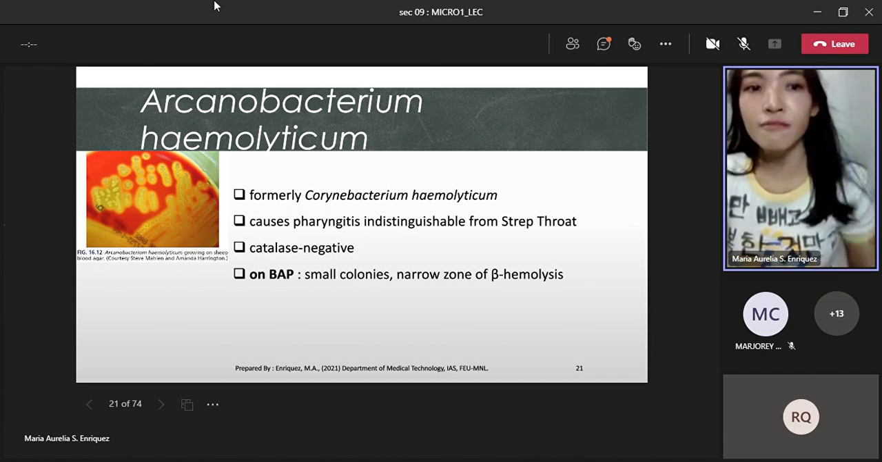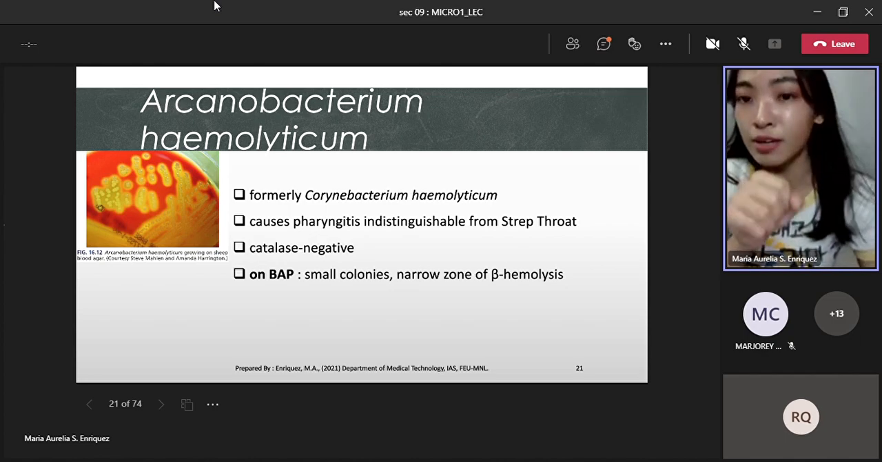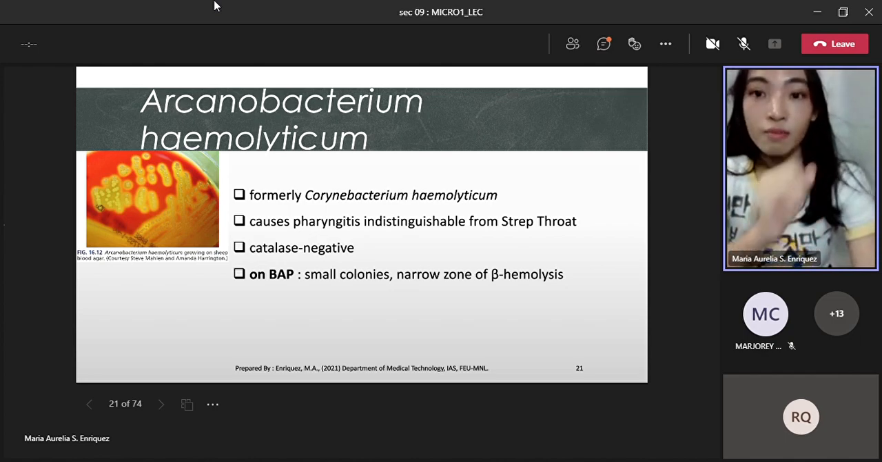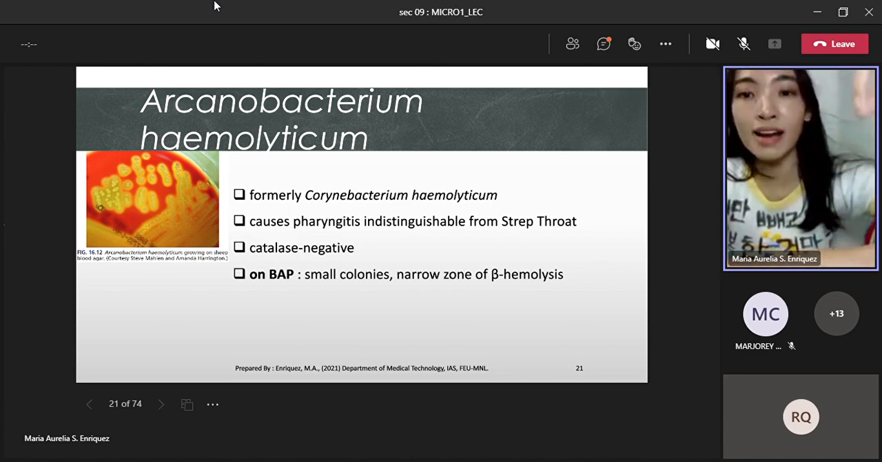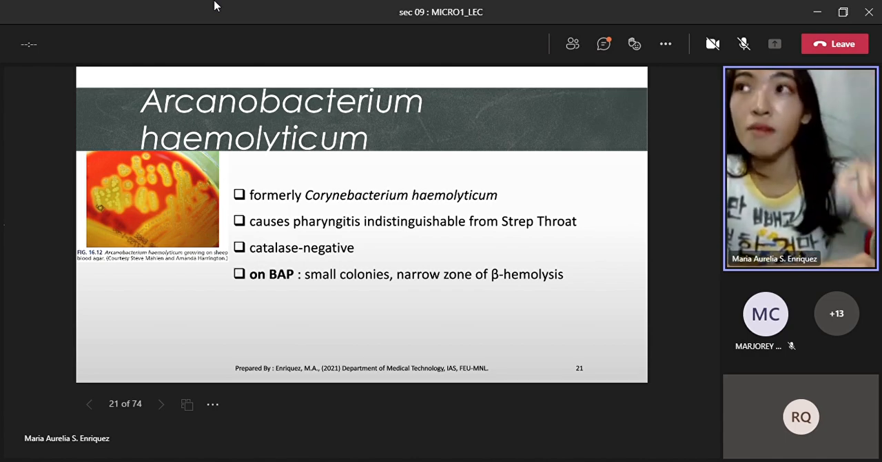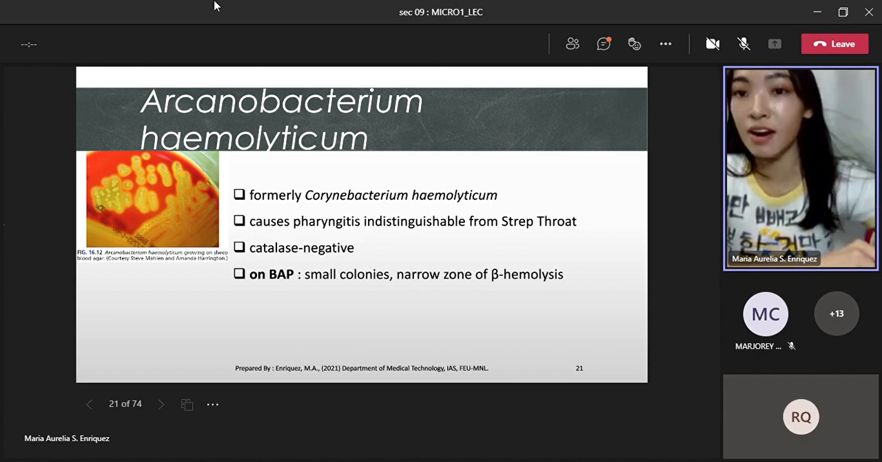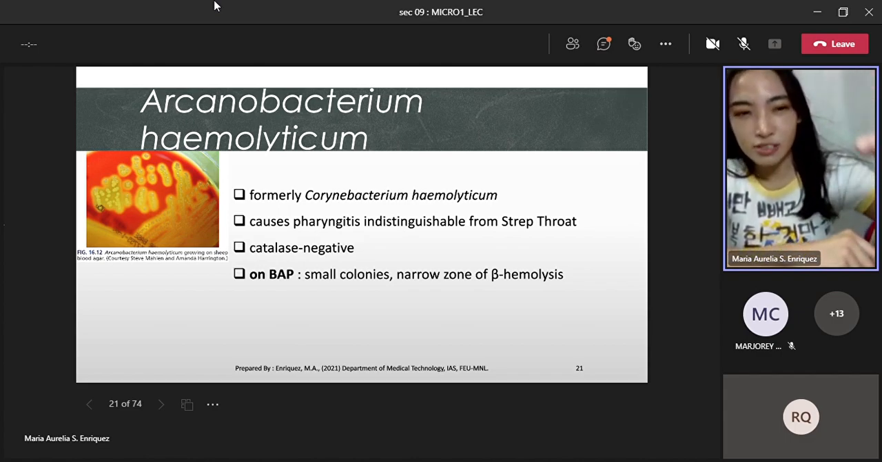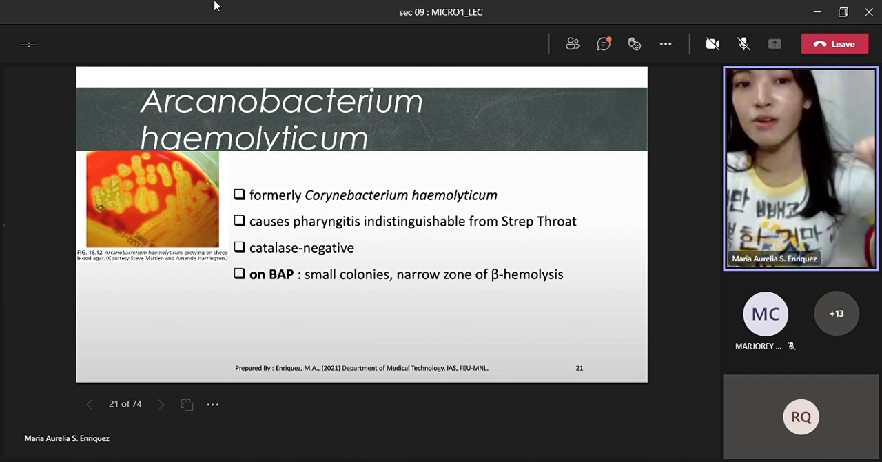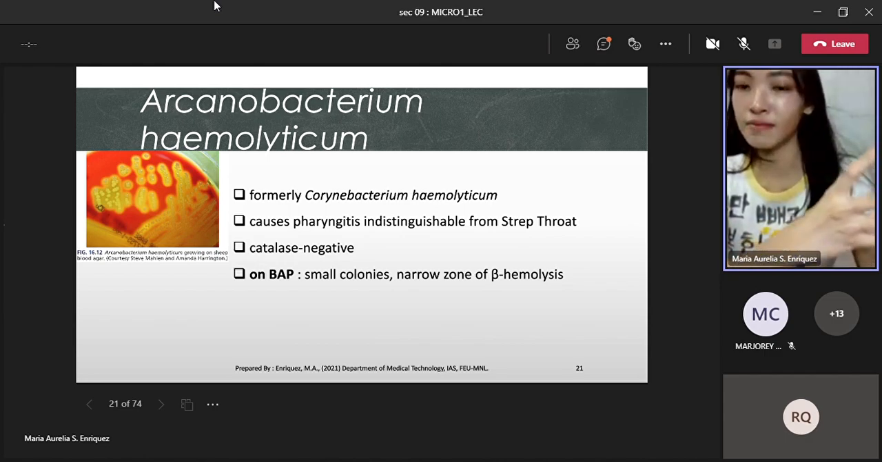Okay, so if i-scrape off natin or tatanggalin natin yung mga colonies from the agar, pwede nating tingnan yung ilalim. So either magkakaroon ng black dot sa gitna or magkakaroon ng pitting of the agar. When we say pitting of the agar, magkakaroon ng maliit na butas. So mabubutas yung agar dun sa area kung saan nag-grow yung colony. Okay?